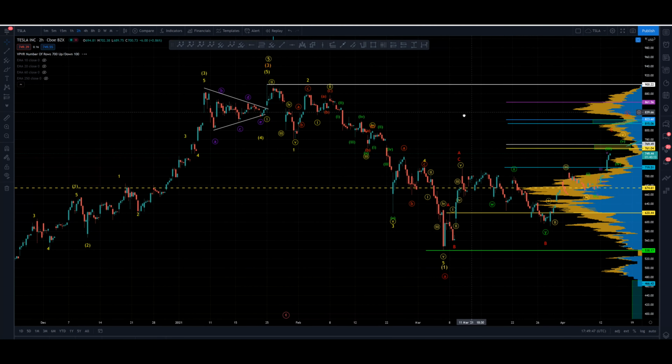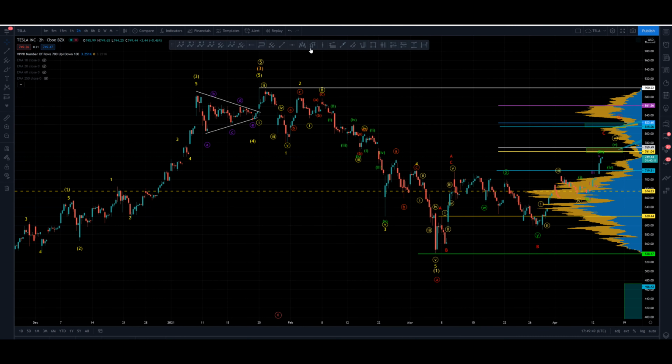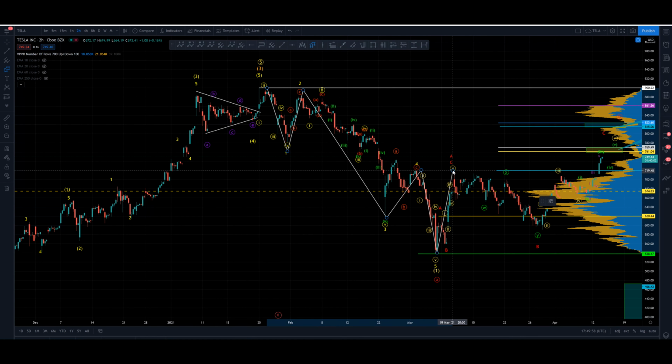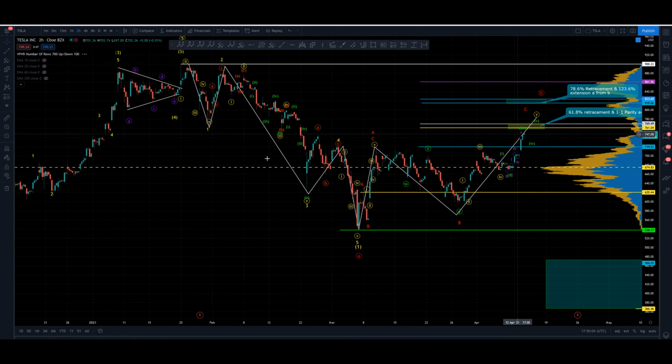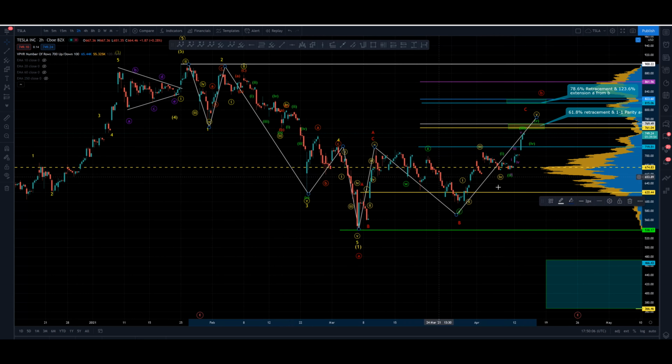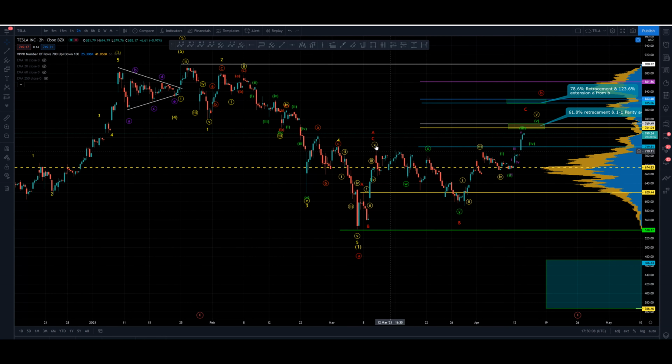So from the top we have a 5 wave move in the minor time frame. 1, 2, 3, 4, 5. Now we have a B, and we're working on a C. This would be 5 waves down, 3 waves back. This is the traditional setup we're always looking for in Elliott wave.